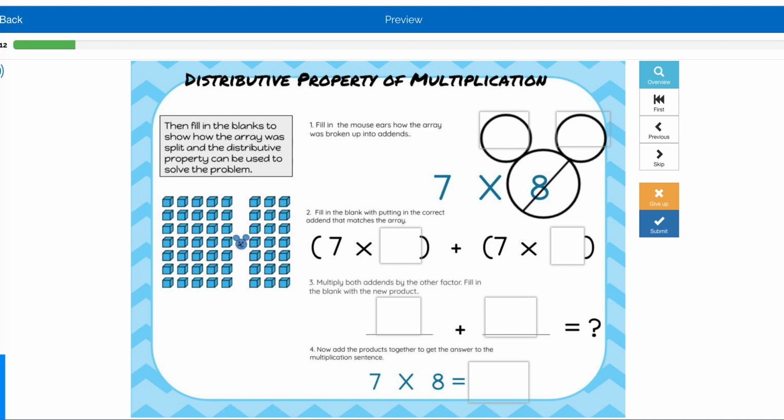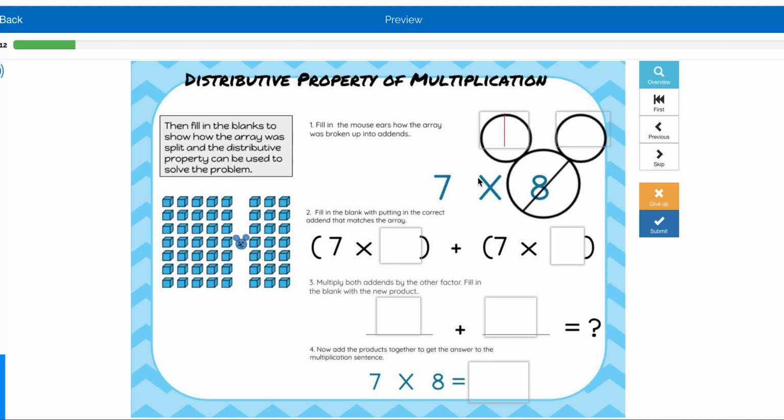This is the distributive property of multiplication using the mouse method. We use the array at the side to see the multiplication. We see that this is a 7 by 8 array. We are going to fill in the mouse ears how the array was broken up into add-ins.